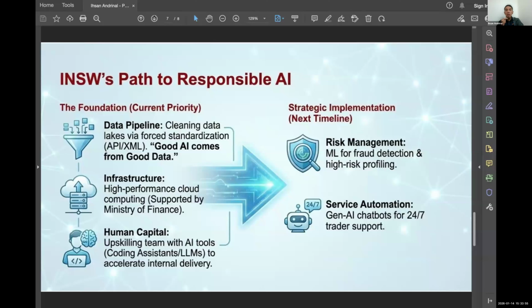The next phase is strategic implementation. We are identifying where AI adds real value. We are looking at the risk management field, where once data is clean, we will deploy machine learning for fraud detection and profiling high-risk traders. The next use case is service automation, where we can develop generative AI chatbots to handle thousands of trader inquiries 24/7. The next slide, please.